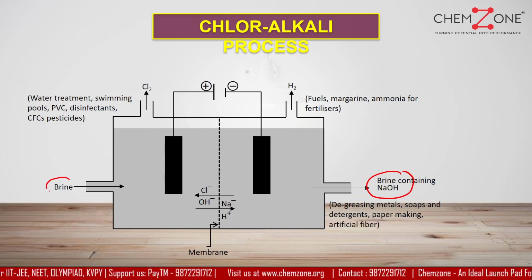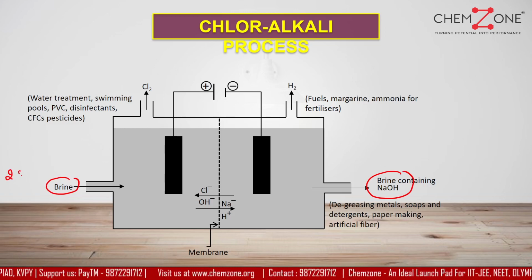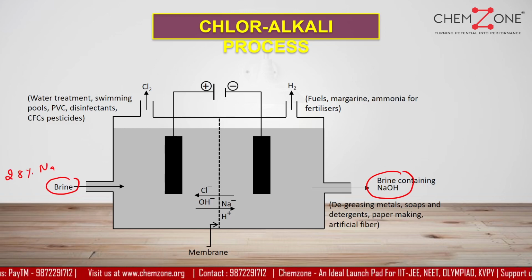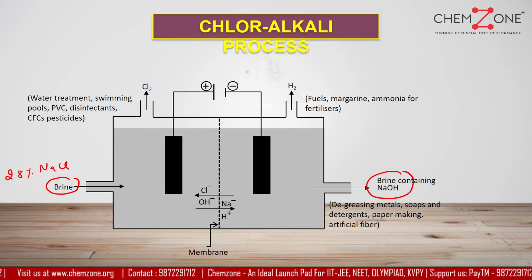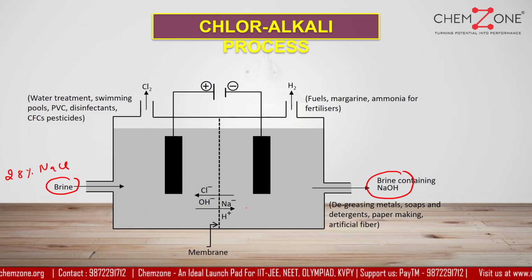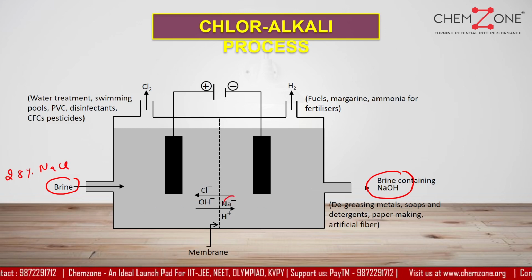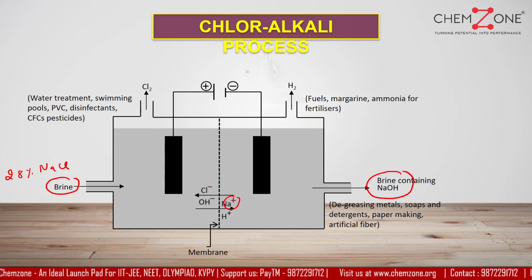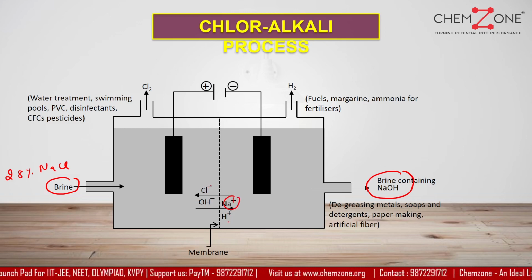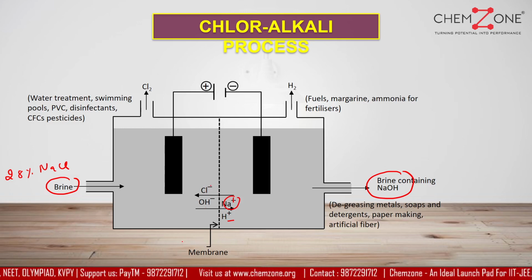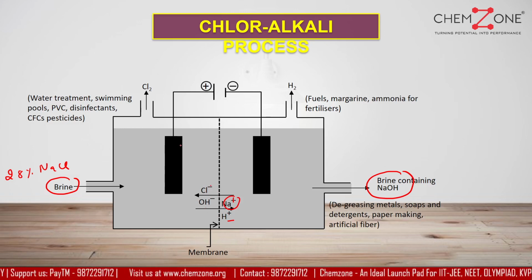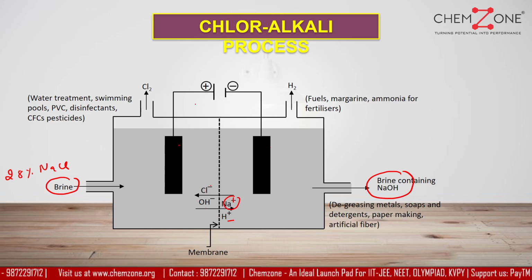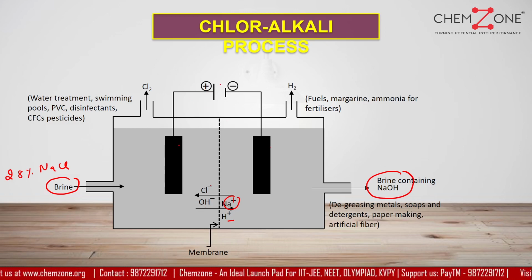We add here brine. Brine means 28% sodium chloride solution. It means in the solution we have sodium ions and chloride ions, and water has H positive and OH negative ions. And now we are passing current through it, the DC current, direct current.